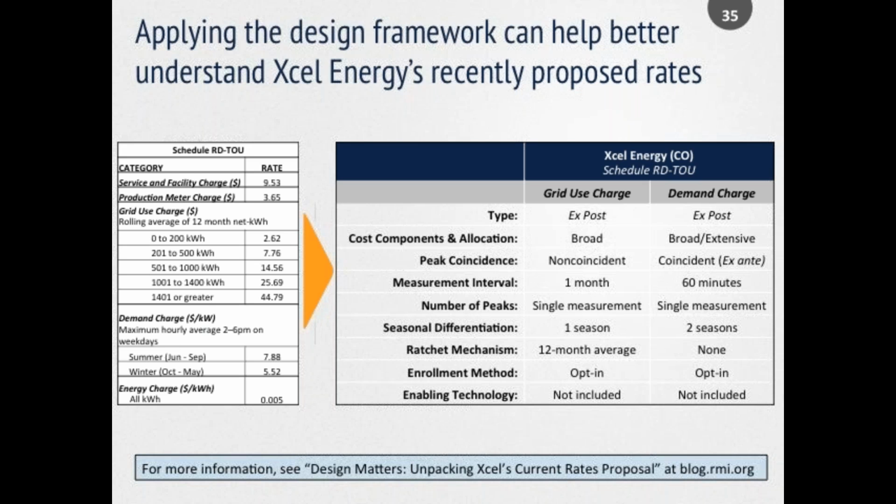The grid use charge, on the other hand, is a flat number, but it's based on a rolling average of 12-month consumption. And we feel like this actually fits really well into the demand charge framework that we've proposed. So it's a demand charge with a really long measurement interval of a month, and a ratchet that essentially looks at a 12-month average of past usage.